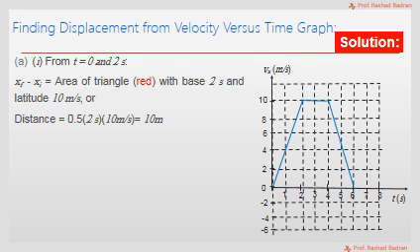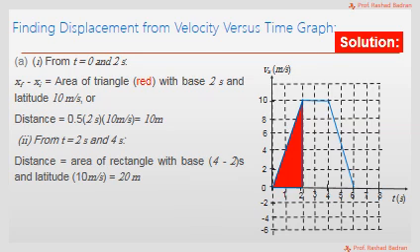Now, for the first interval, the area under the curve is this red triangle. So the red triangle has an area of half the base multiplied by the altitude. The base is taken from the figure as 2 seconds, while the altitude is 10 meters per second. So the result of the distance in this interval is 10 meters.